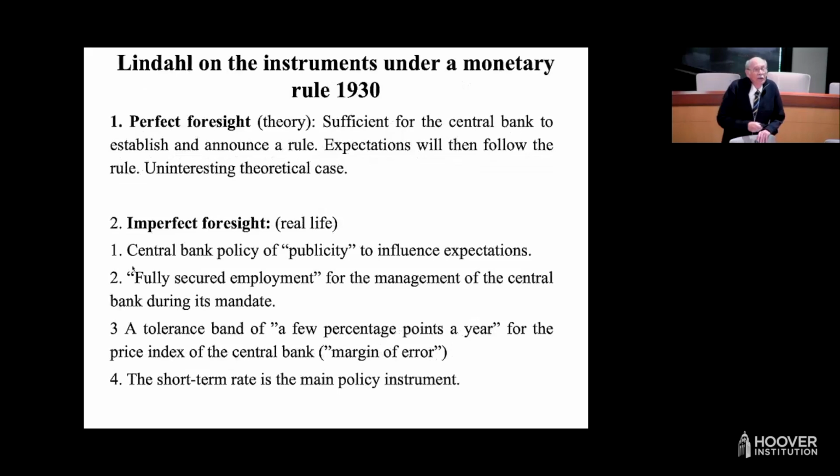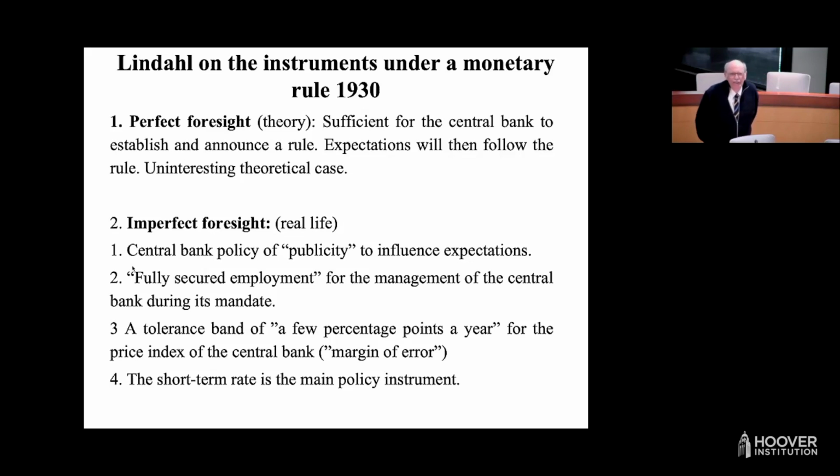A few years later, Lindahl published a book on the instruments to be applied under a monetary rule. And here he made a distinction, starting with perfect foresight, a term he used. Under perfect foresight, it's sufficient for the central bank to establish and announce the rule. Expectations will then automatically follow the rule. So there's no problem. But this is an uninteresting theoretical case. I mean, you recognize this as rational expectations. And well, some of you may be as wise as Lindahl and have given up on rational expectations, but there are still many around. Then the other case was imperfect foresight.